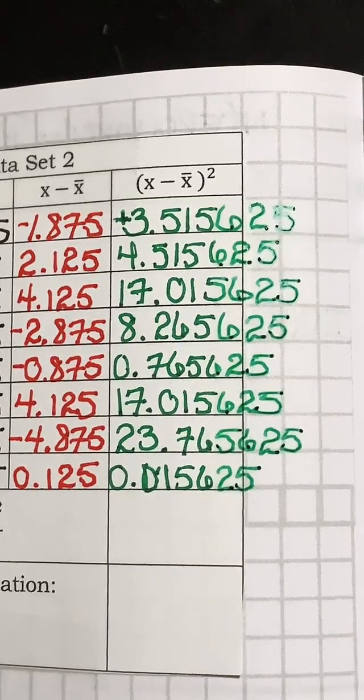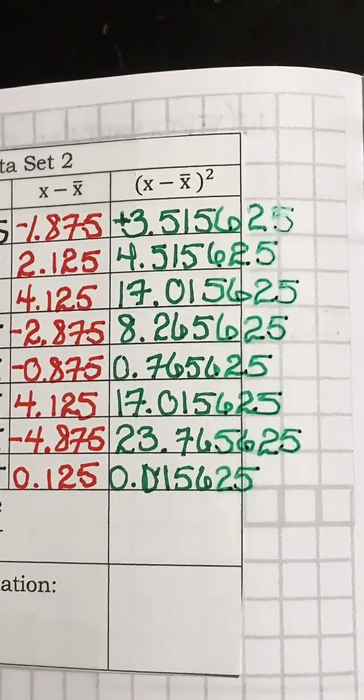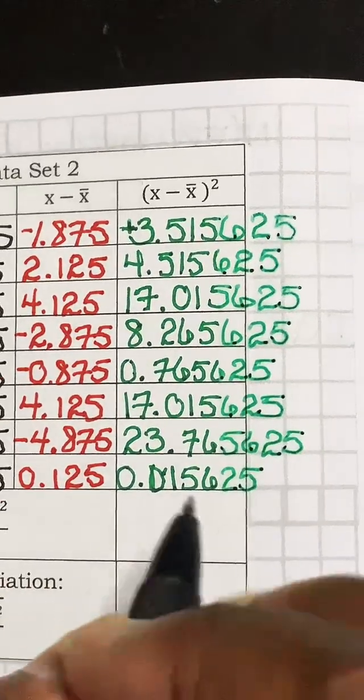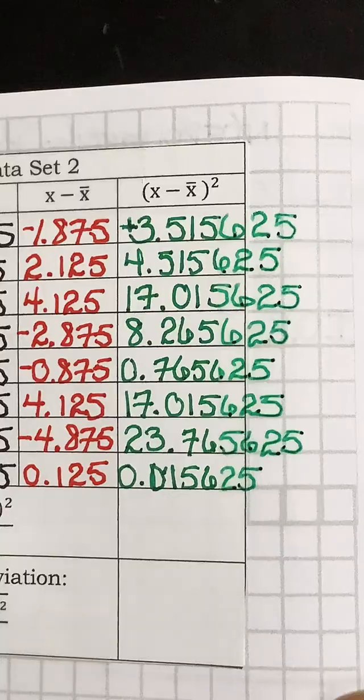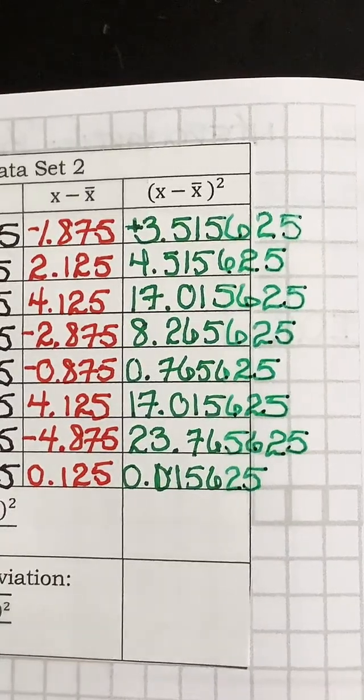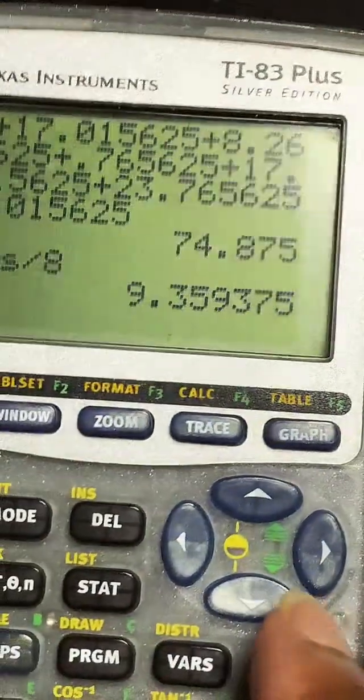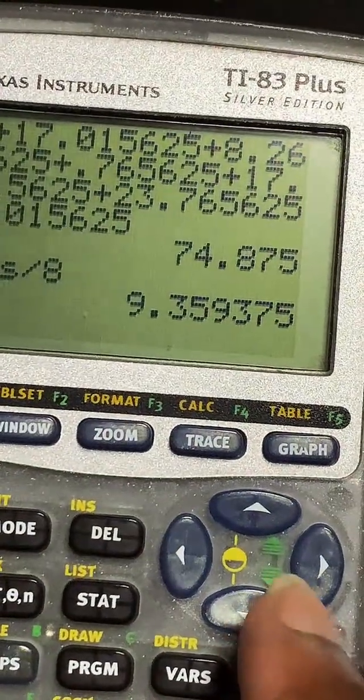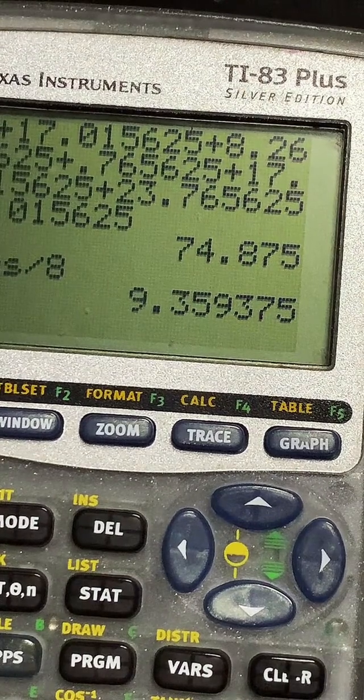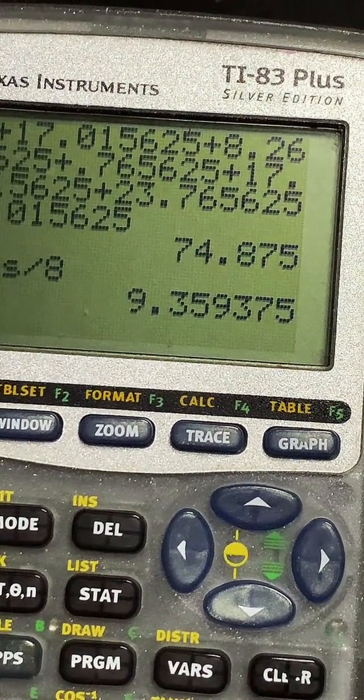All right, I know everyone's like, okay, Audrey, what did you get? Because we're not doing all that. Once I add them all together, I got 74.875. Okay. Why not round?